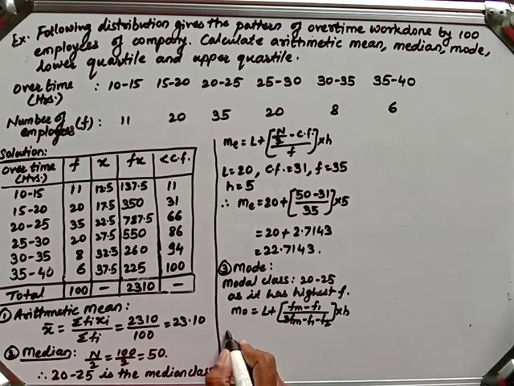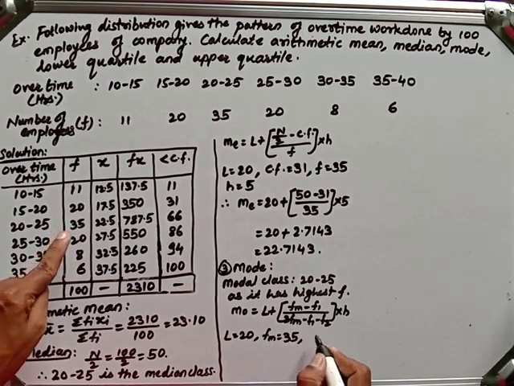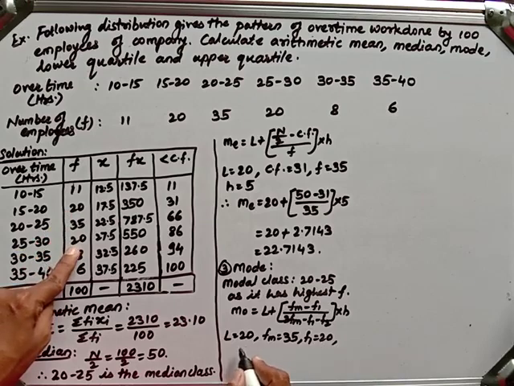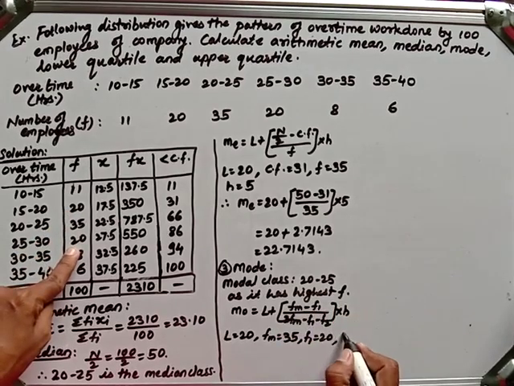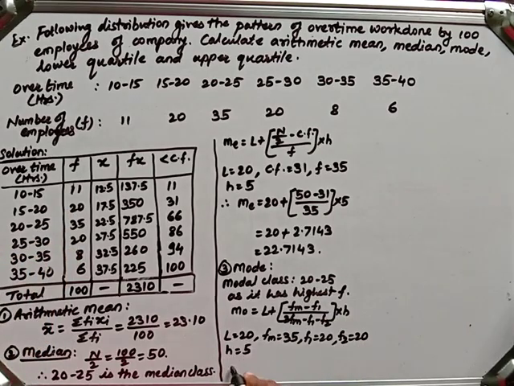So what is L here? L is the lower boundary of the modal class. Fm is the frequency of the modal class. So it is 35. Fine. F1 is the frequency of its previous class. So it is 20. And F2 is the frequency of its succeeding class. So F2 is also 20 here. And H is the class width. So that is 5.